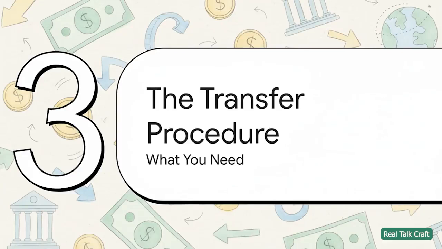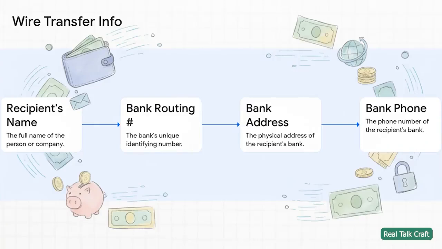So what stuff do you actually need to have ready to make this transfer happen? All right, to get this done, you're going to need 4 key things about the person or company you're paying. You need their full name, their bank's routing number, the bank's address, and the bank's phone number. Seriously, having this stuff ready to go before you walk in makes the whole thing so much faster and smoother.